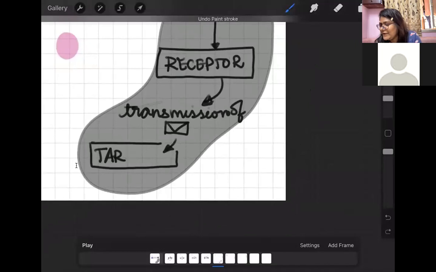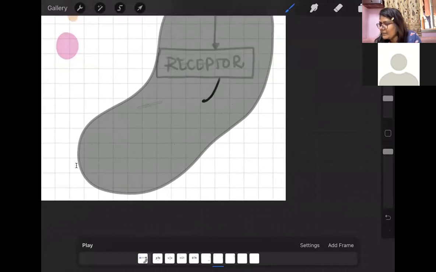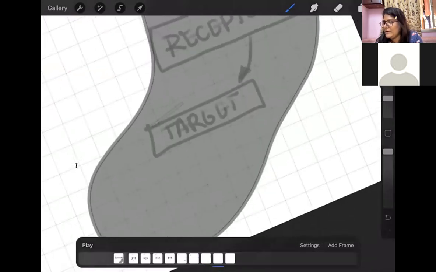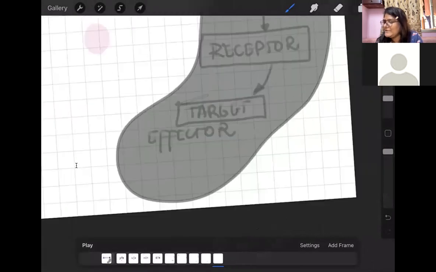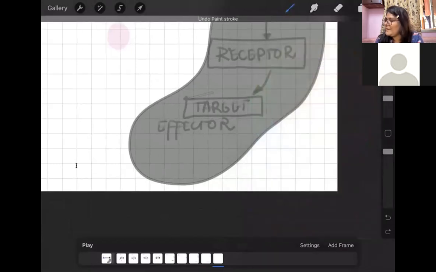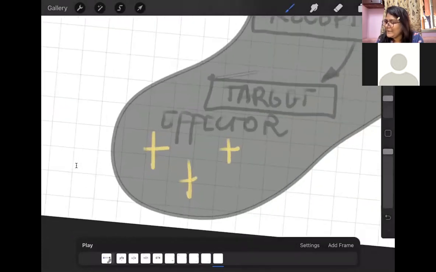Oh, we shouldn't have put everything on the same page. Just give me a second. Target, which is also called effector. And then what you're going to see is that there is a sort of movement, or some kind of activity is going to take place. So we'll put this here and then we will write.